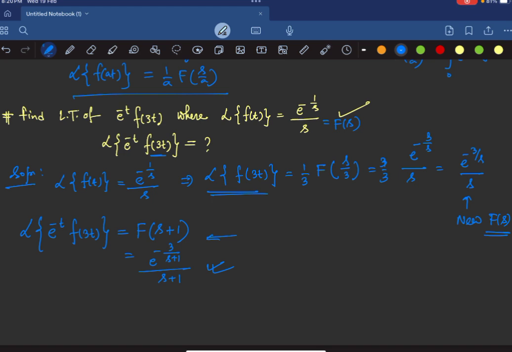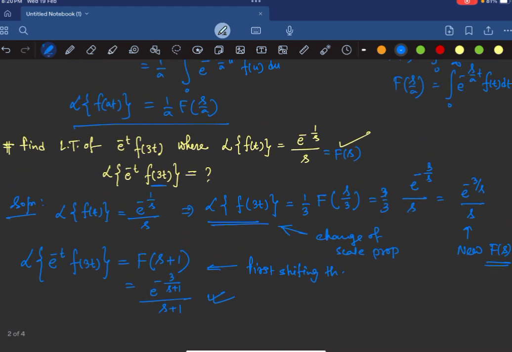So here what we applied: the first shifting theorem, and here we applied the change of scale property. So this type of questions you should practice where the properties are directly involved. This is one of the standard questions that I considered here.